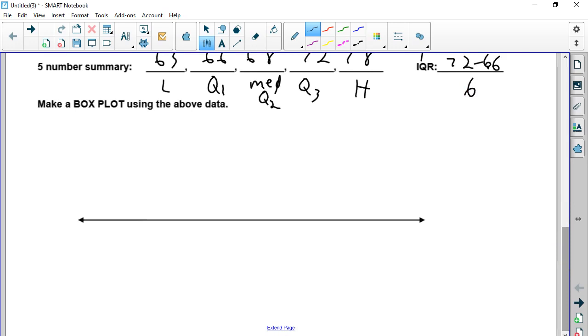And if we're going to put it on here, I'm just going to go 62, 64, and so forth. Kind of space it out evenly.